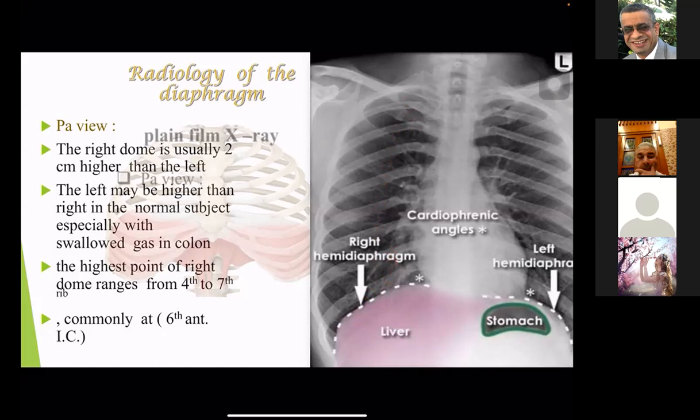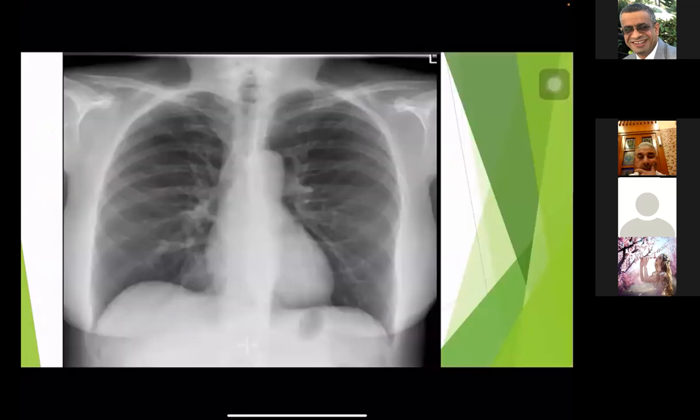This is another picture demonstrating the right hemidiaphragm and the left hemidiaphragm. Usually the right hemidiaphragm is higher than the left because the heaviness of the heart compresses the left hemidiaphragm, so it becomes lower than the right hemidiaphragm.